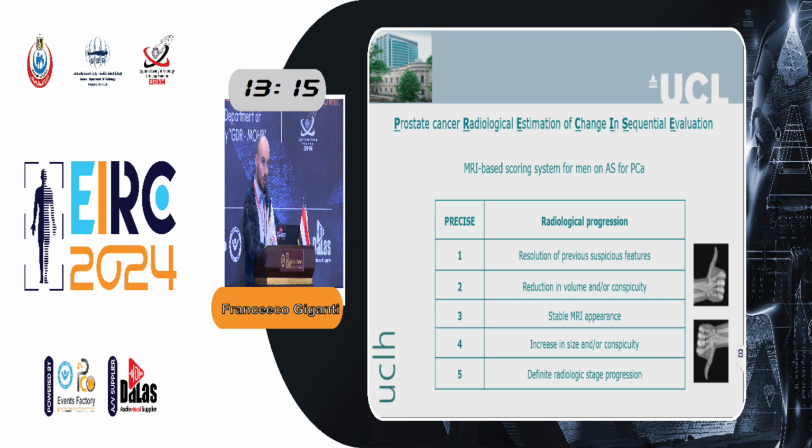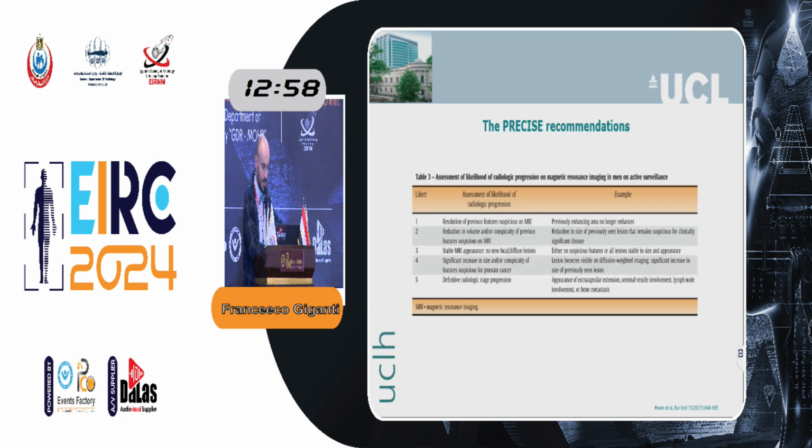If you have a PRECISE score of 1 or 2, it means that there has been a regression or some changes, for example, with prostatitis that now are no longer visible. PRECISE score of 5, there is a difference, meaning that there has been radiological progression. With PRECISE 5, there is also stage progression, for example, T3A disease.